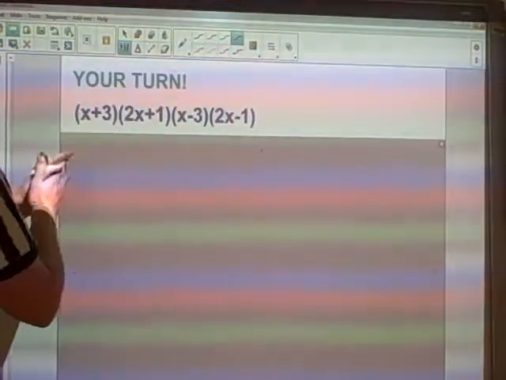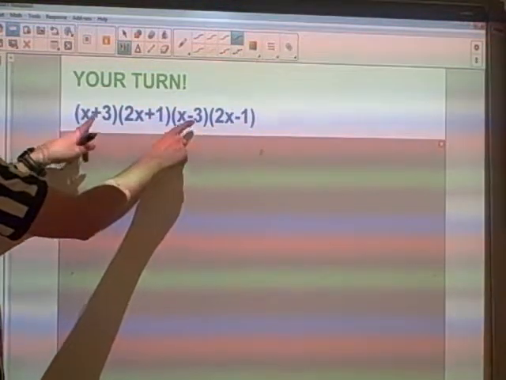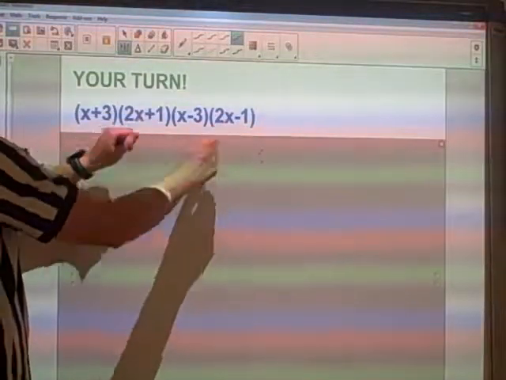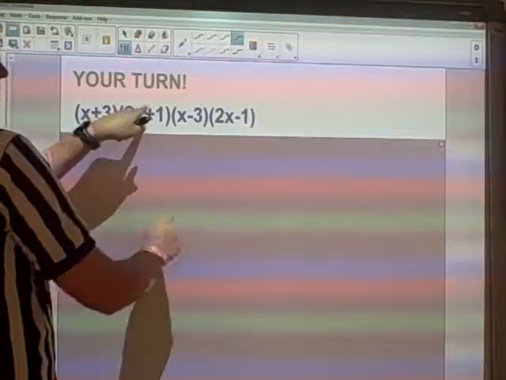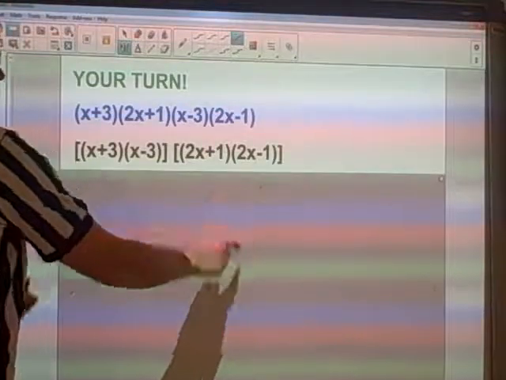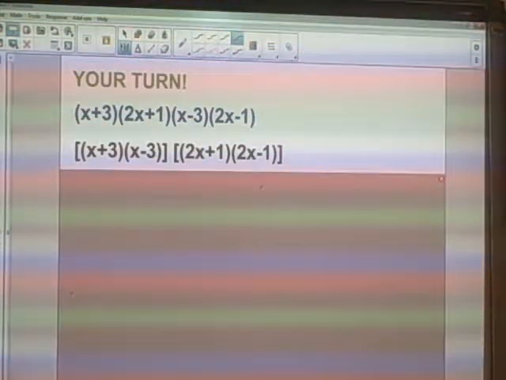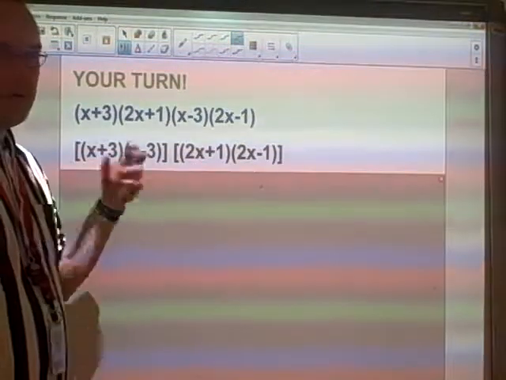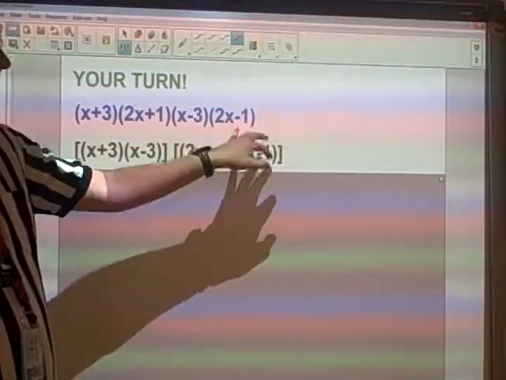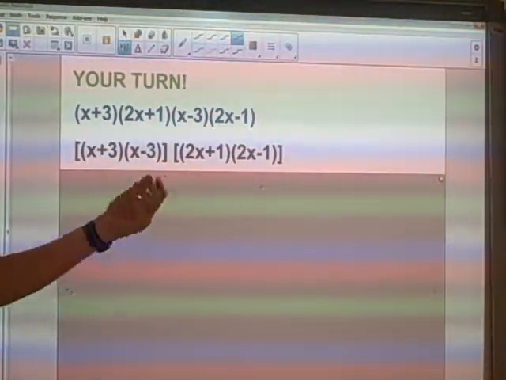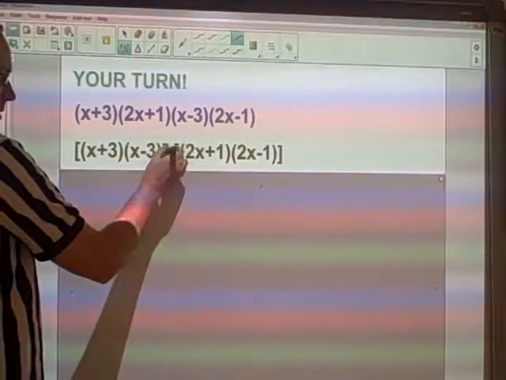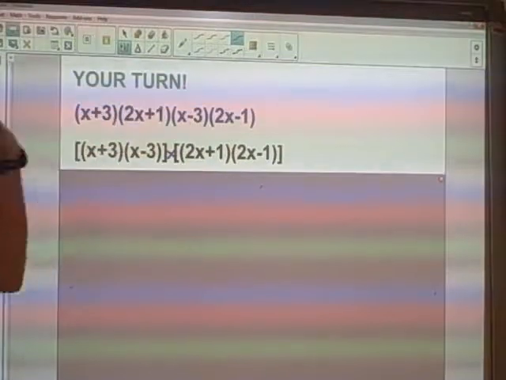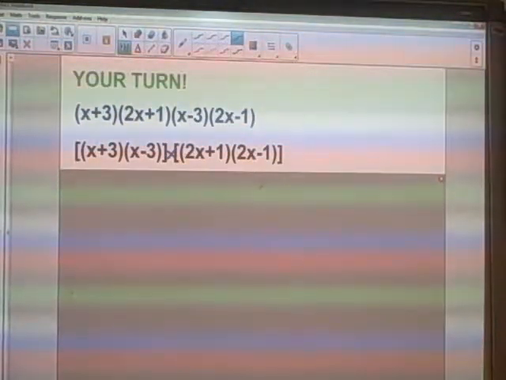Now the thing about this question is, notice that these two are the same sets of parentheses, except one's positive and one's negative. And actually the same for the other terms, 2x and 1, 2x and 1, but one's positive and one's negative. So first of all, I want to group them like that. So I'm going to work out x plus 3 times x minus 3 as one question. I'm going to work out 2x plus 1 times 2x minus 1 as a second question. And then whatever the answer to that question is, I'm going to take the answer and multiply it by this answer. So actually I'm doing three FOIL questions at once here.